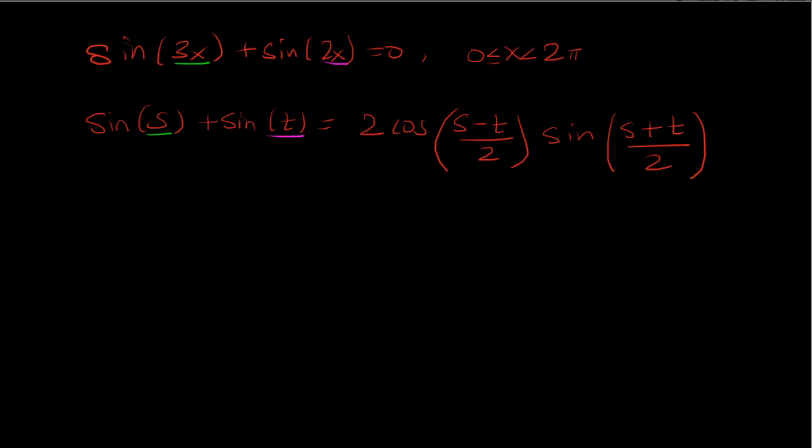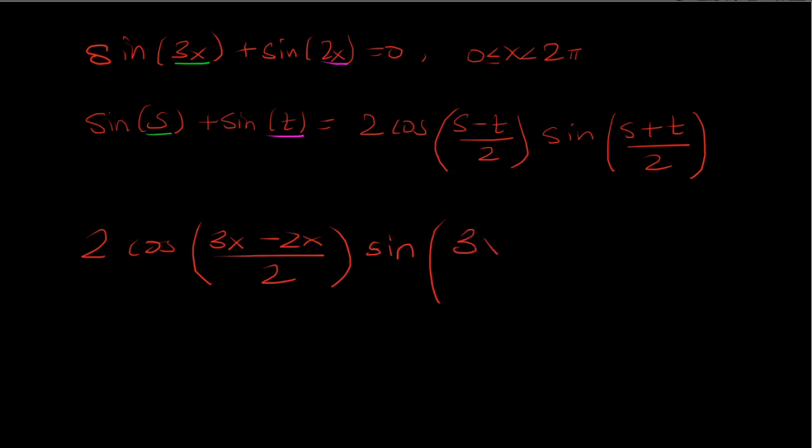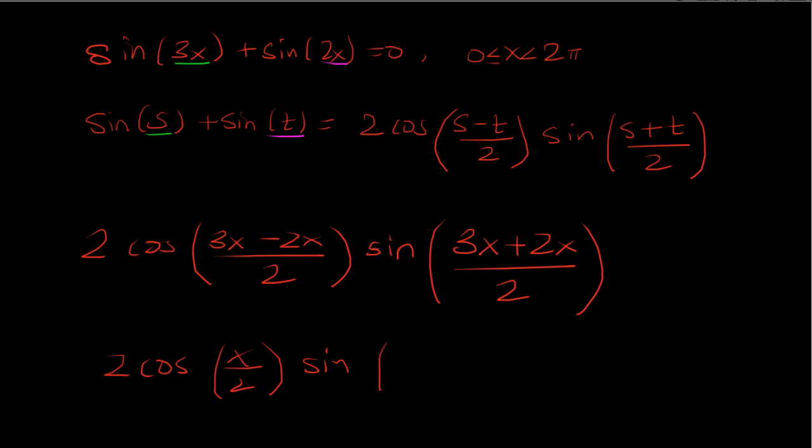Okay, so my equation will be 2 cosine of, s, we said, is 3x, t is 2x, okay, and at this point we can simplify, so we'll get 2 cosine x over 2 times sine 5x over 2. And we want to set this equal to 0.